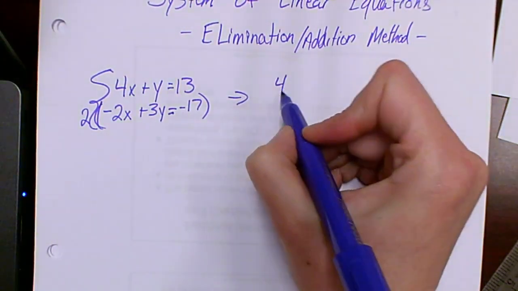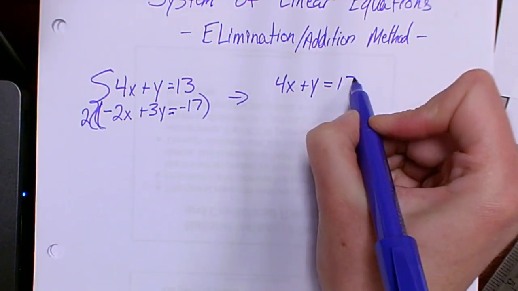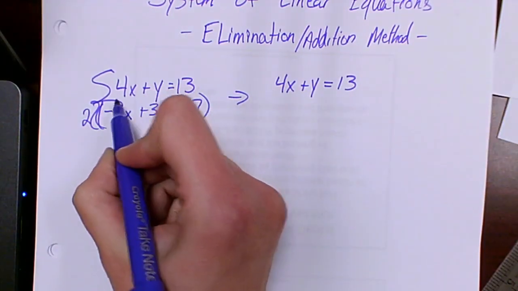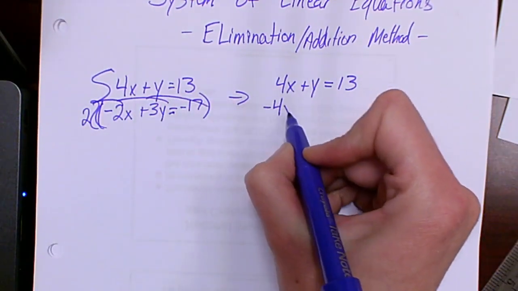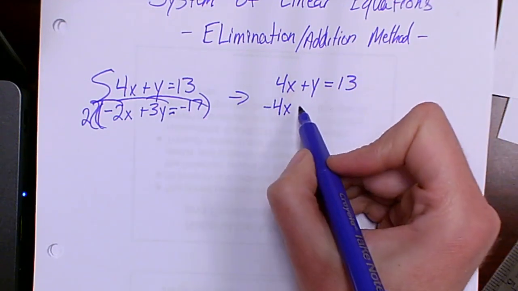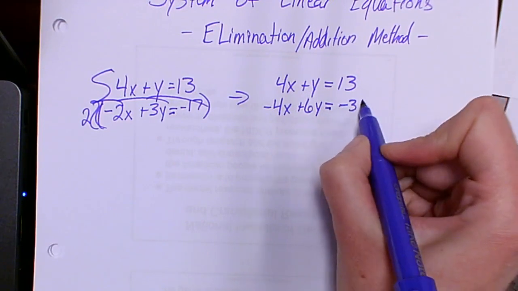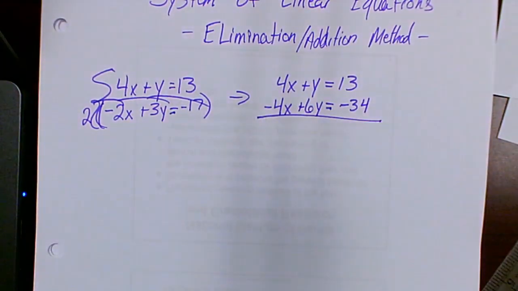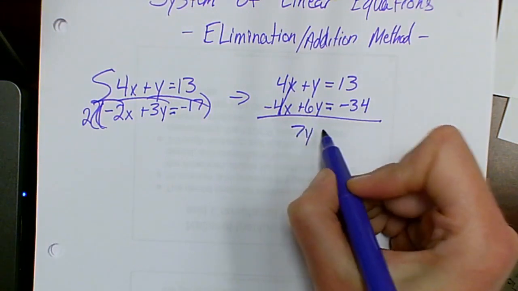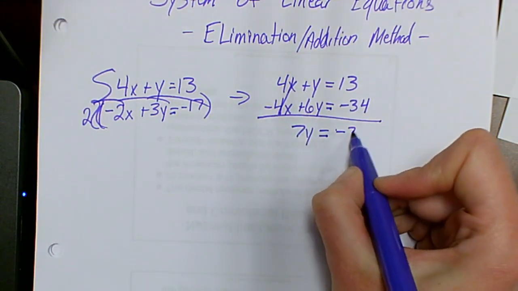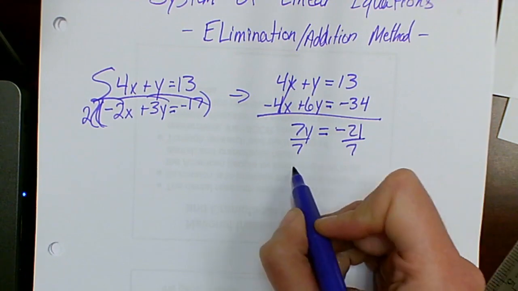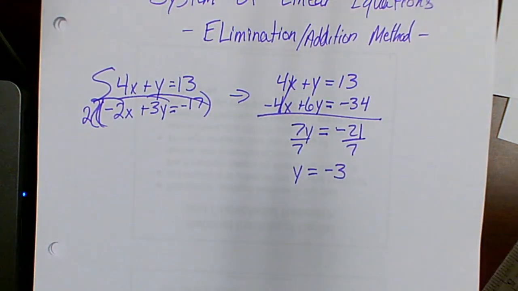So 4x plus y equals 13. And then we're going to multiply by 2, but you have to distribute all the way through. A lot of students miss that last one. Add, so that eliminates the x's, and then we have 7y equals -21. Divide by 7. So when you eliminate a variable, you actually get to solve for one variable.